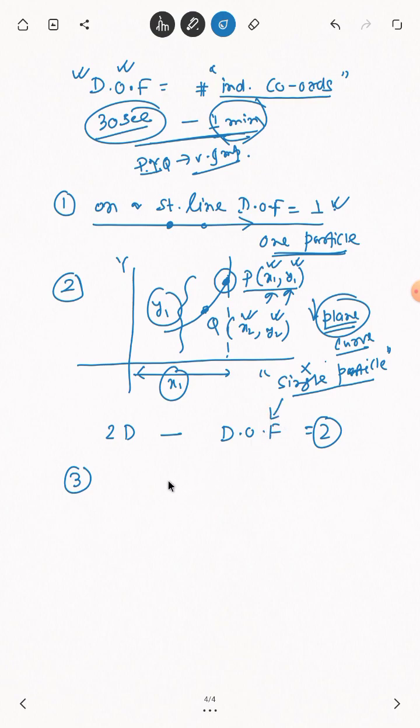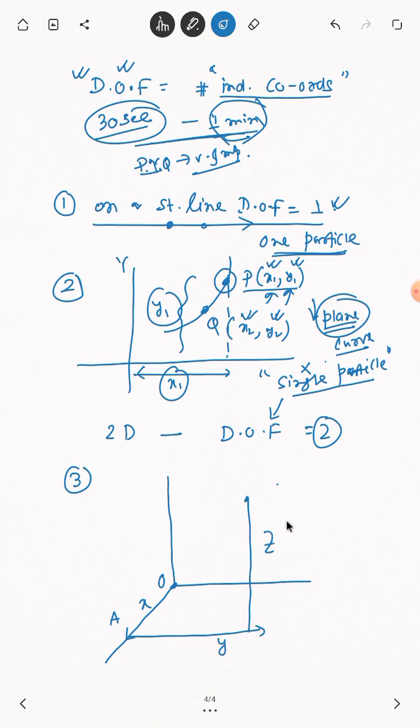always be 2. Similarly, in 3D space, if we consider a particle here, we need 3 distances. First we go through O to A, say x distance, then y distance up to here, and finally z distance. So 3 coordinates are required to specify the position of P. So here a single particle will produce degree of freedom as 3.